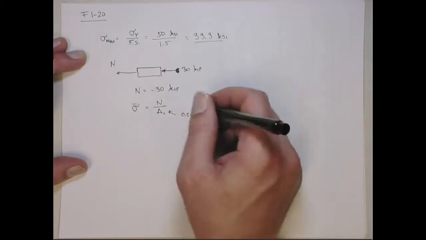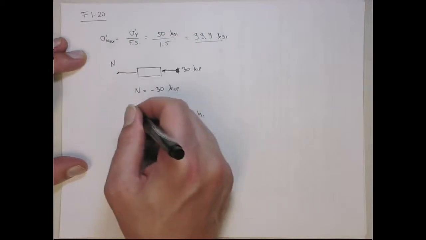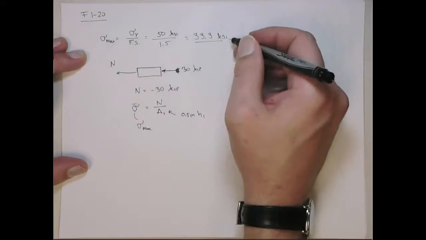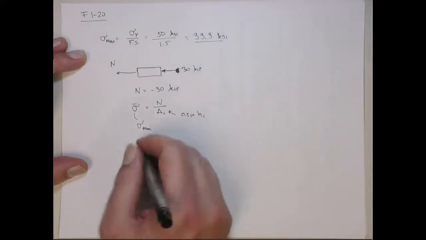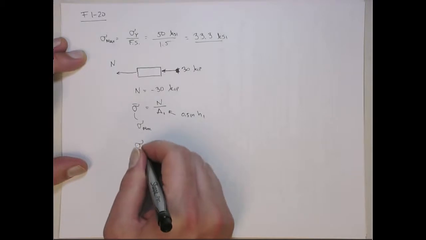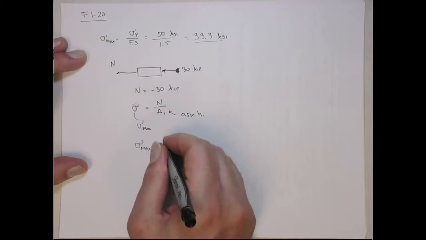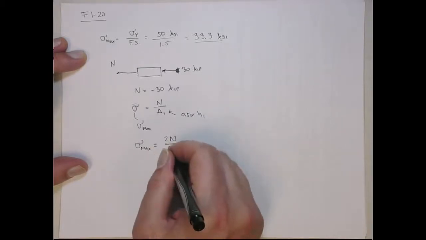So this is going to be the sigma max, the max allowable. Now I can solve for H1. So the sigma max equals N over 0.5 times H1, bringing the 1/2 above there.